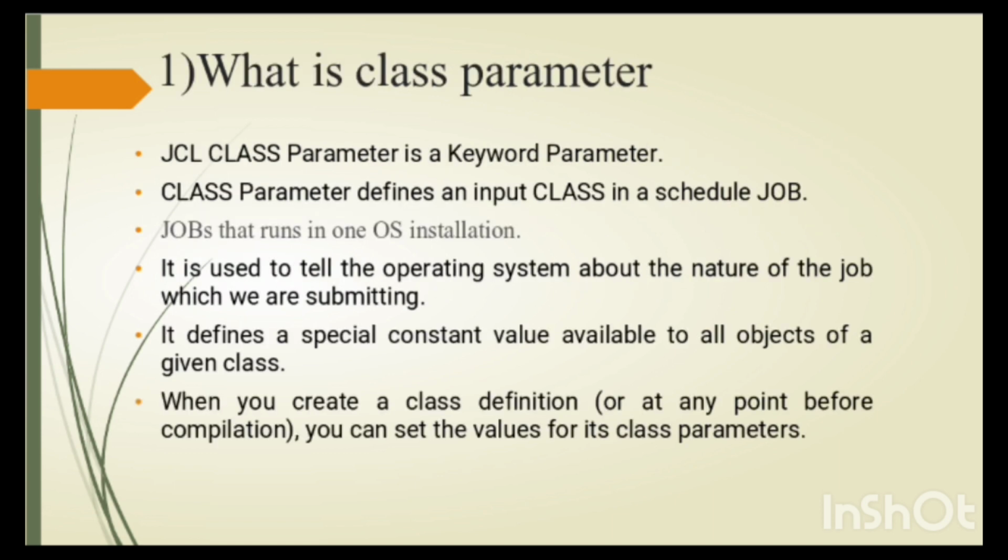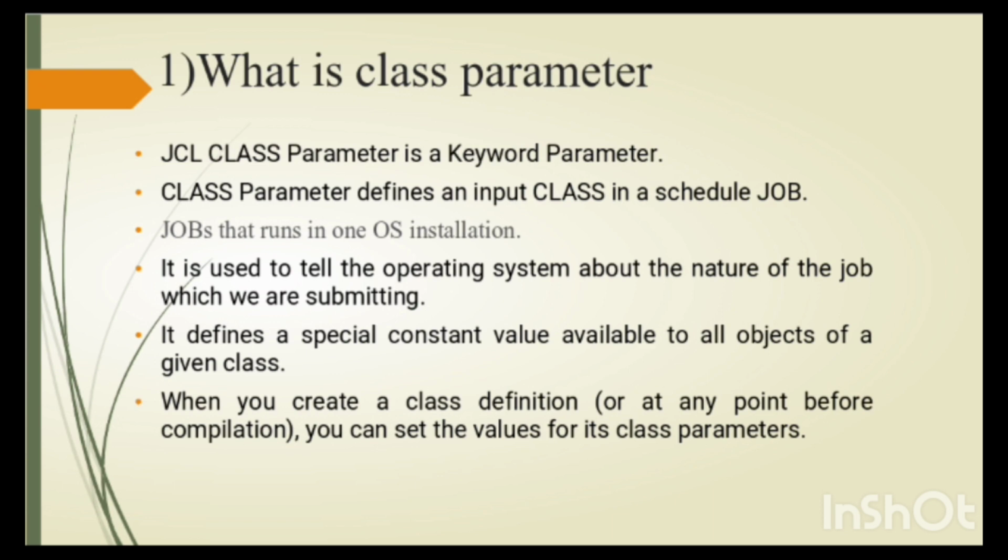Next we take the class parameter. So exactly what is the class parameter? First of all, the class parameter is a keyword parameter. The class parameter defines an input class for a scheduled job, that means for jobs that run in one OS installation. The class parameter in JCL is used to categorize the jobs that run in an OS installation. OS means operating system installation.